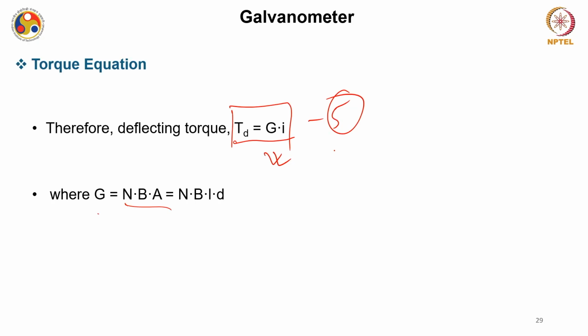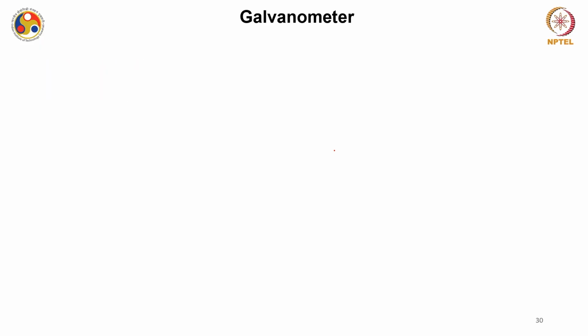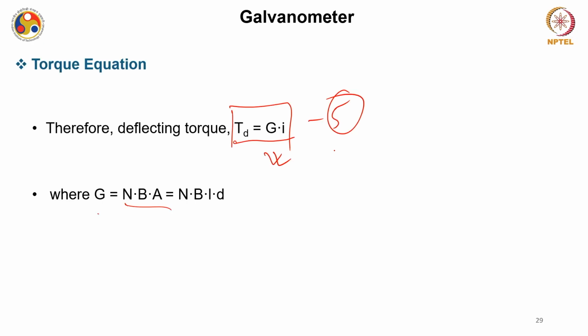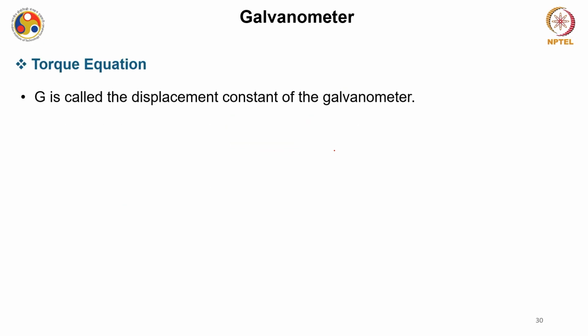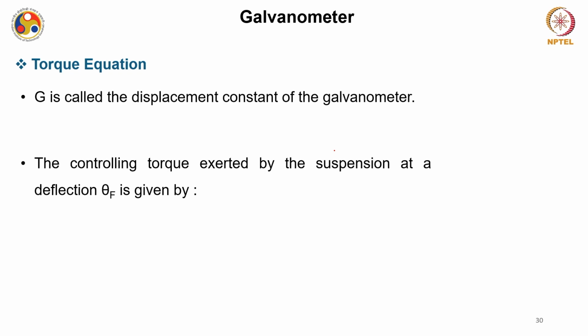This equation 5 is a very important equation in the galvanometer, and it is the foundation for the deflecting torque in other kinds of systems, as we will discuss in the PMMC, moving iron and others. In the equation TD equal to G into I, this G is known as the displacement constant of the galvanometer.